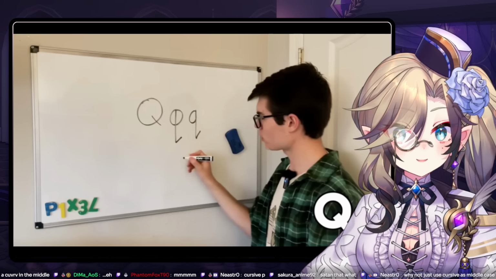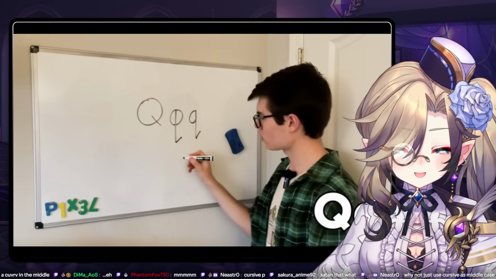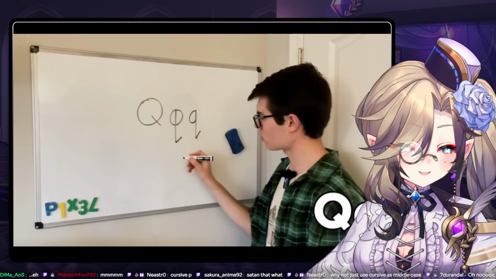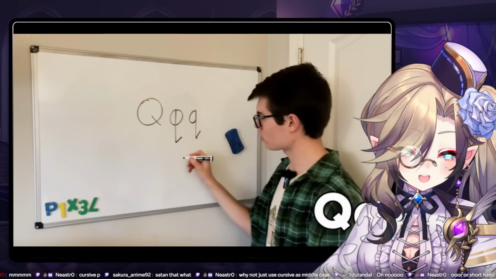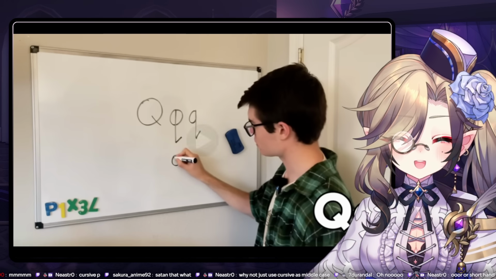No, G is my favorite. This was my second favorite. My second favorite. I like this one. Tail, this is what your Q would look like.